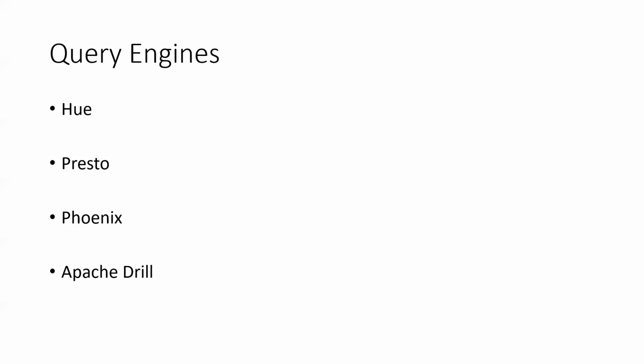By the way, Spark has its own query engine as well. It's not available just like Hive. If we are doing Hive and want a query engine, then we can use Hue. Hue is a portal-based query engine. We can open the portal of Hue, log into it, and on top of that, we can do Hive queries.